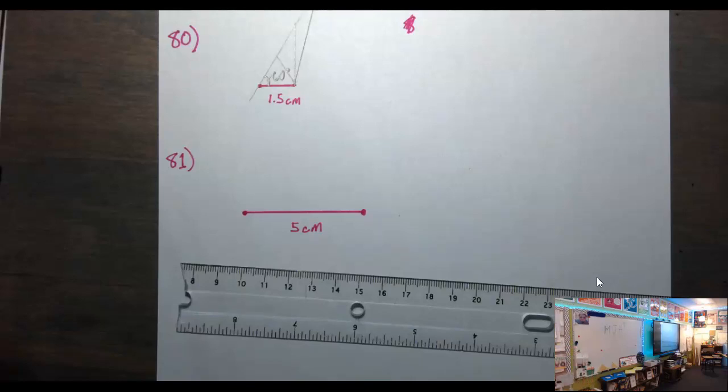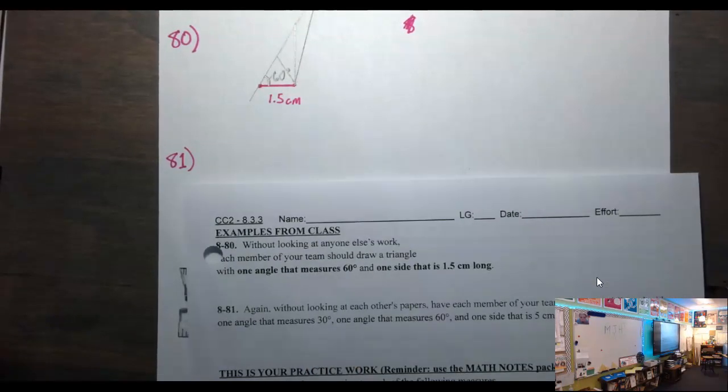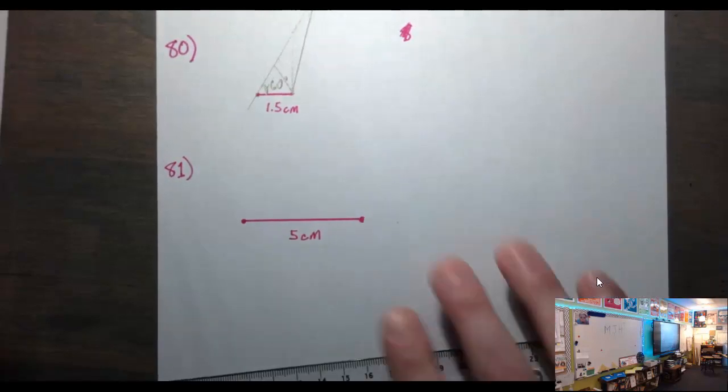So, I need some help. We haven't done random cards in a hot minute. Mason, where do you want me to put my 30 degree? On the left side.